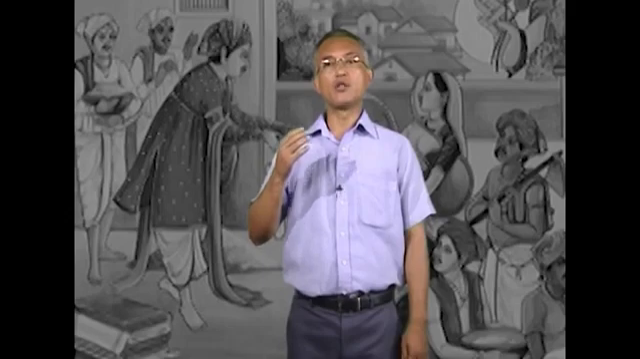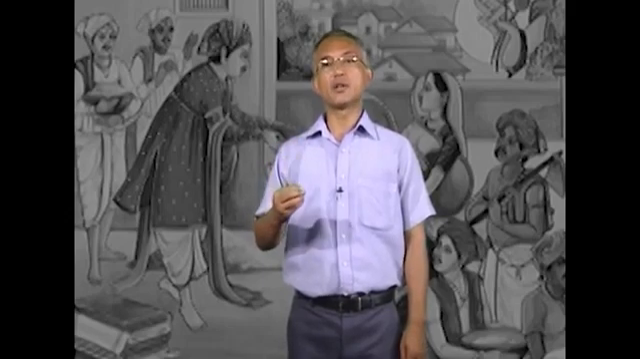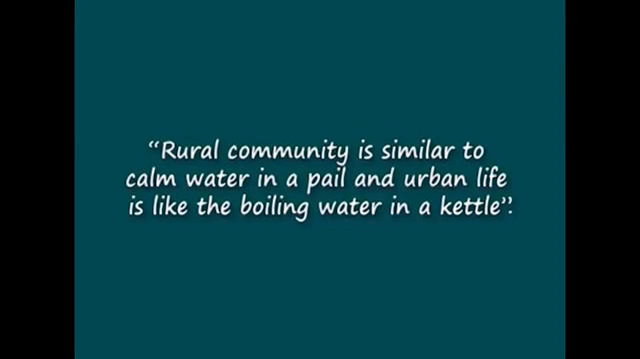Sorokin and Zimmerman have summed up the above differences as: rural community is similar to calm water in a pail and urban life is like the boiling water in a kettle.